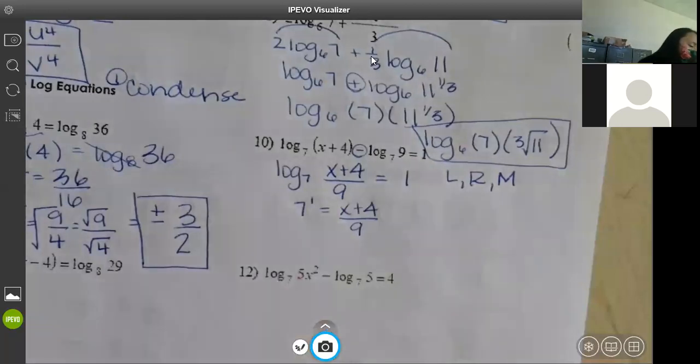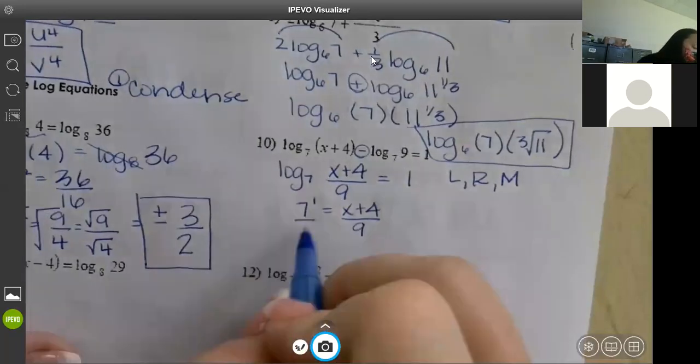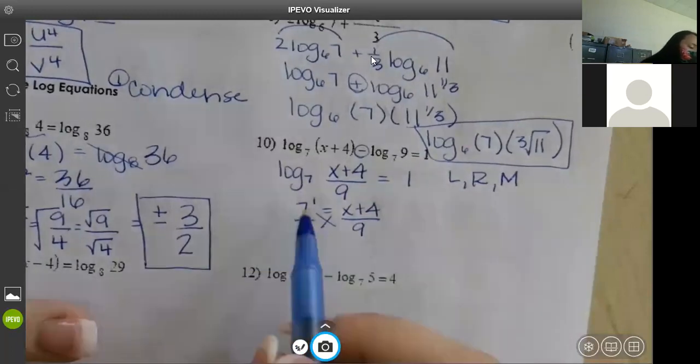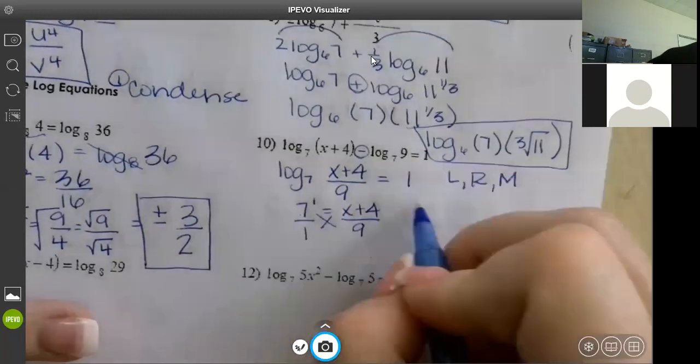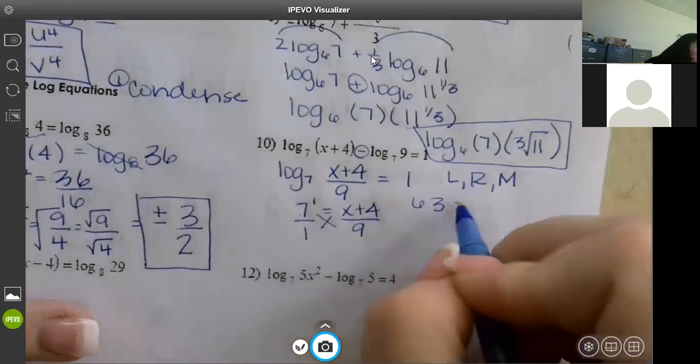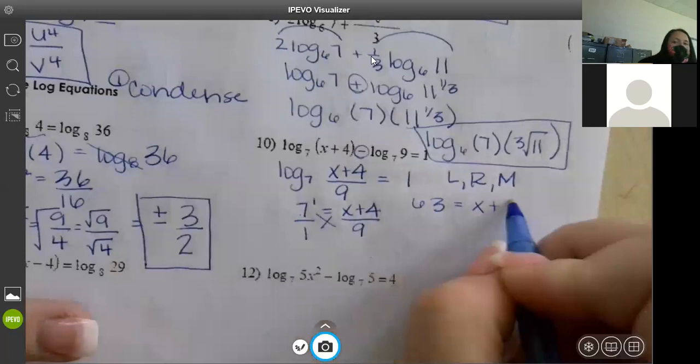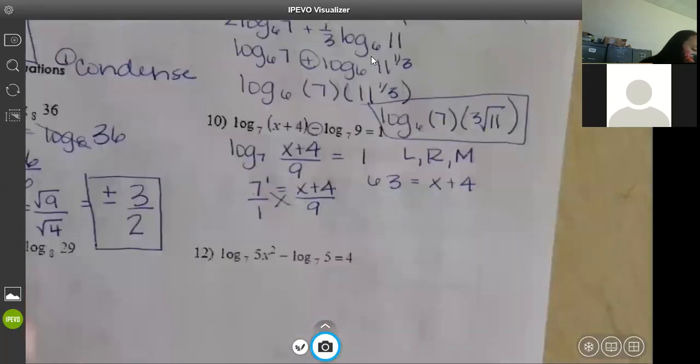To solve this, make this one a fraction and cross multiply. So 7 times 9 is 63. 1 times x is x. 1 times 4 is 4. And then finish out your equation.